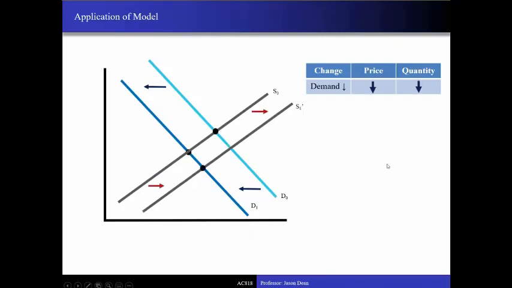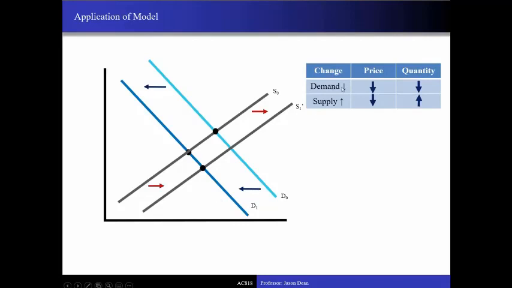Now we also have that the supply curve shifts to the right. So what happens to the price when the supply curve shifts to the right? Price goes down. Yep. What happens to the quantity? Goes up.